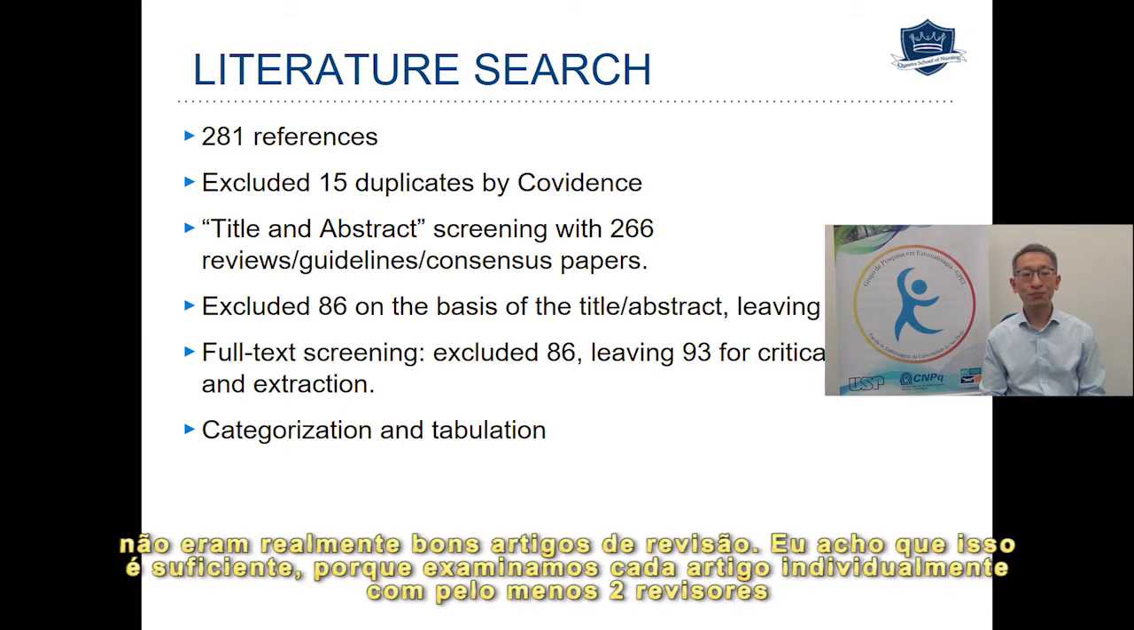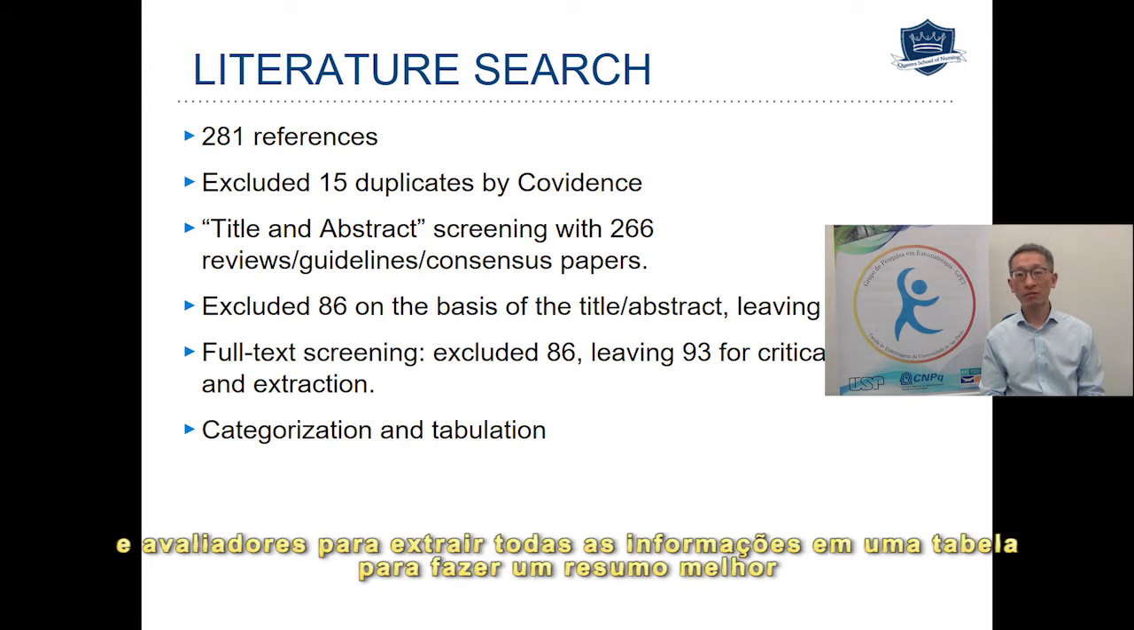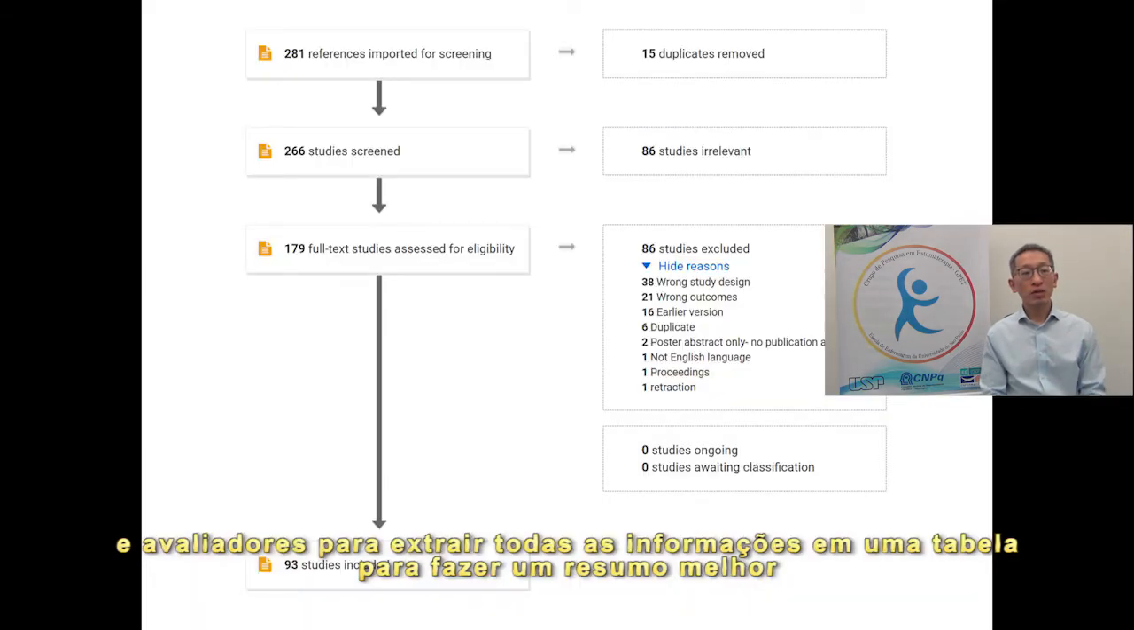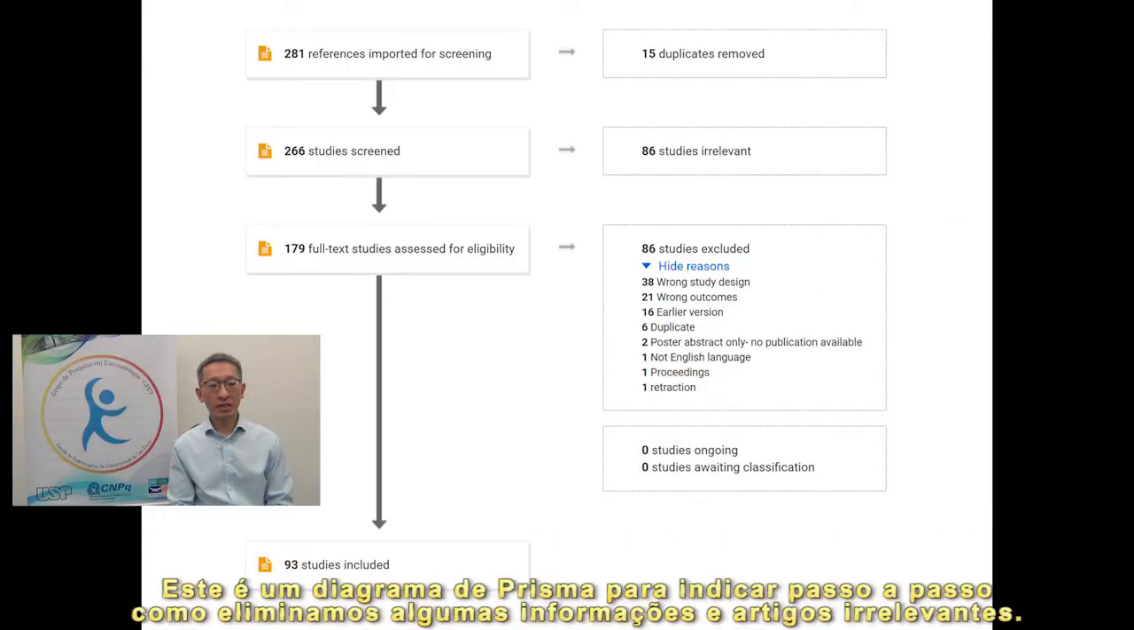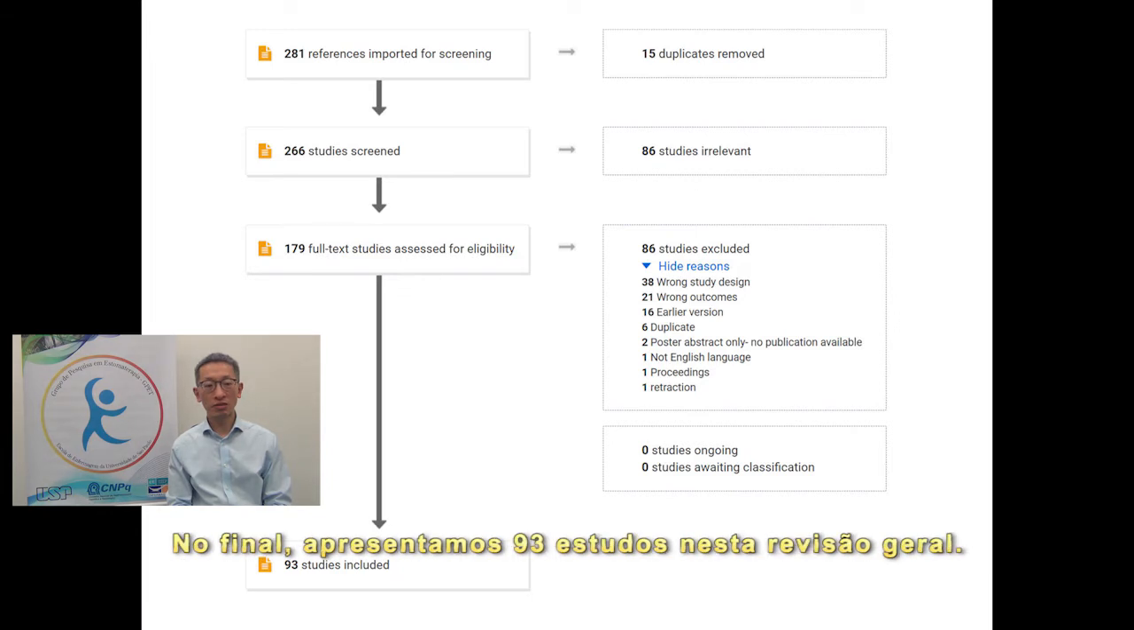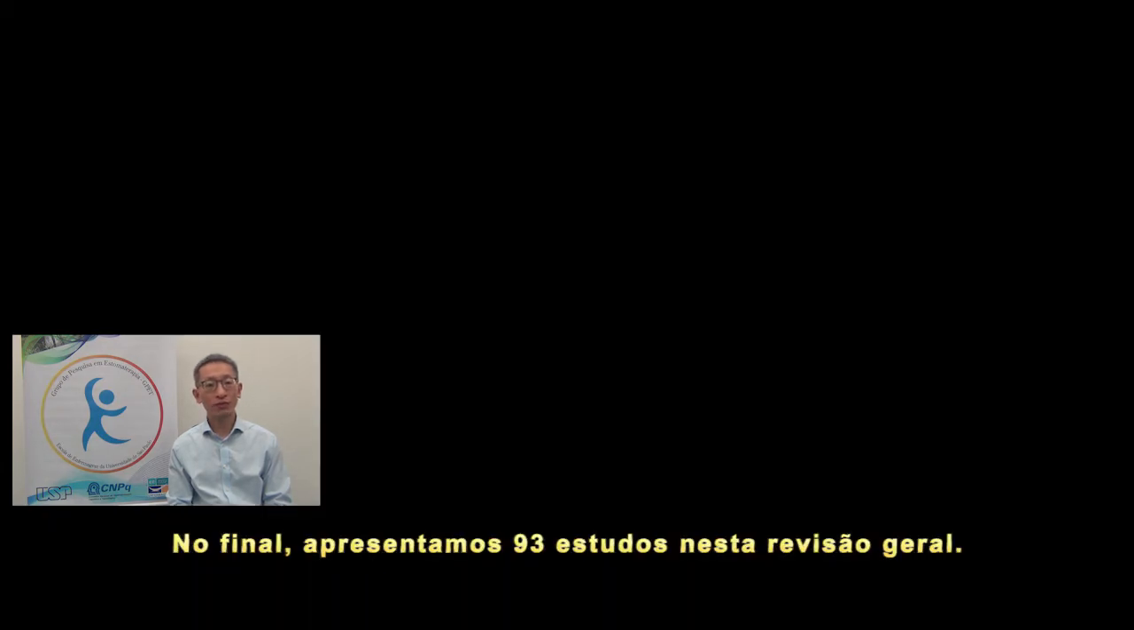They were not really good review papers. And then of course we went through each individual paper with at least 2 reviewers and assessors to extract all the information and tabulate it in a table in order to do a better summary. So this is a PRISMA diagram to indicate step by step how we, over time, eliminated some of the irrelevant information and papers. At the end, we came up with 93 studies in this umbrella review.